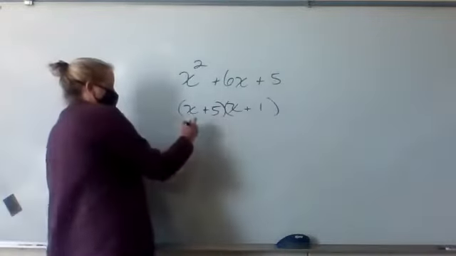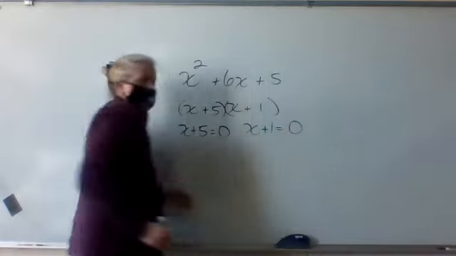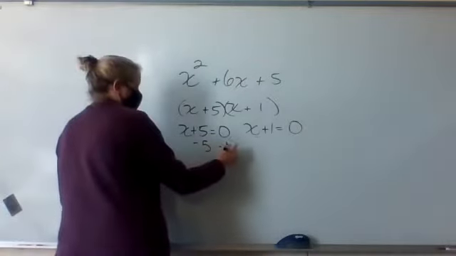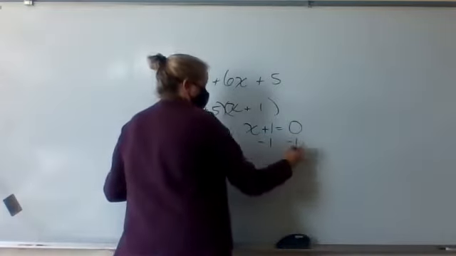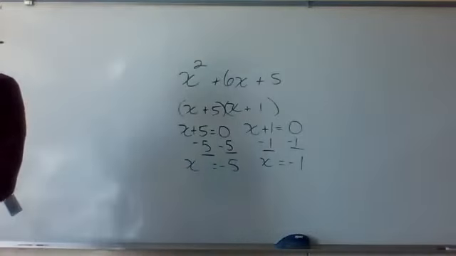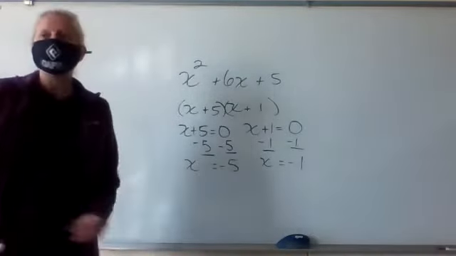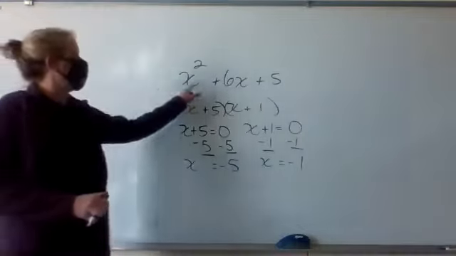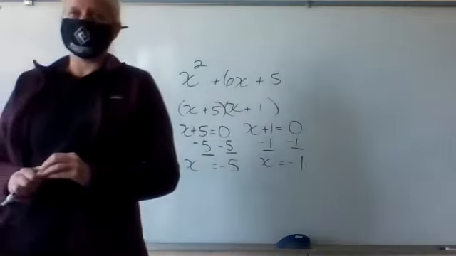And then what would I do with these factors? To get to the zeros, I'd set them equal to 0 and solve them for their x's. Which means on this one, I would have subtracted 5 to get x equals -5. And here I would have subtracted 1 to get x equals -1. What we're doing today is they're going to give us the zeros of the polynomial function and ask us to find the polynomial function that those zeros came from.